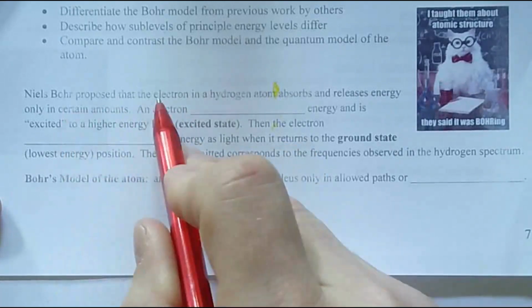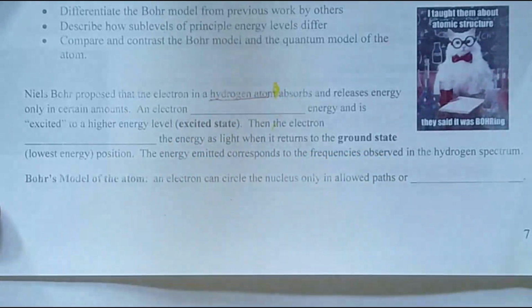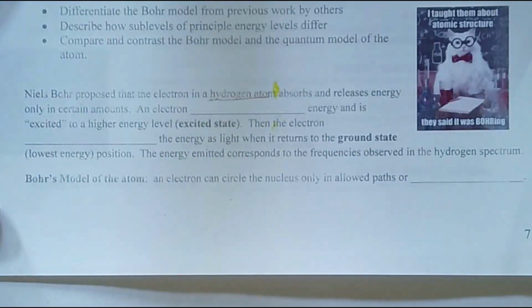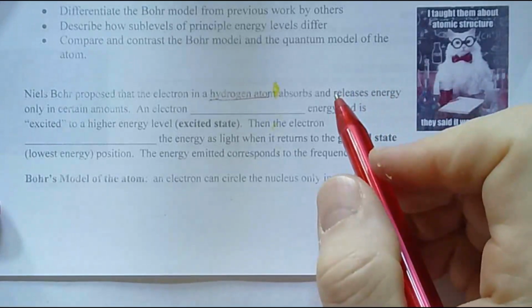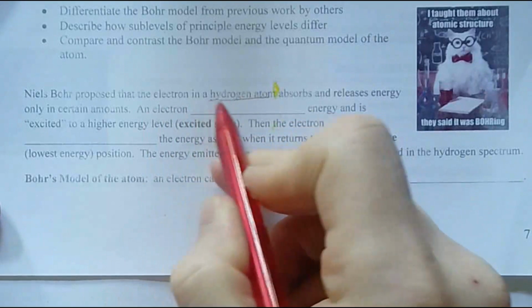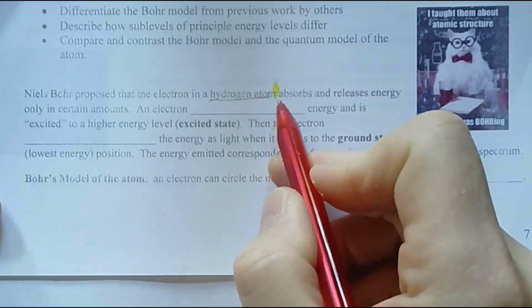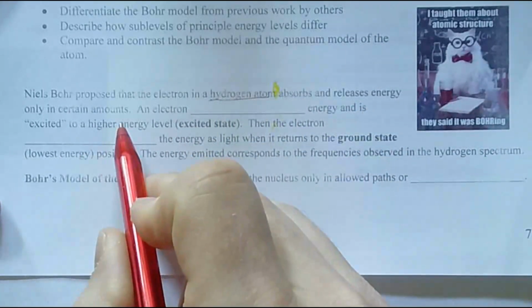And so Bohr came along, and he studied the hydrogen atom almost exclusively, just because it's the simplest. If you can get some understanding of the hydrogen atom and how it behaved, then you would be able to extrapolate those results onto more complex elements. The electron in hydrogen, because remember hydrogen only consists of a single electron and a single proton, absorbs and releases energy only in certain amounts.